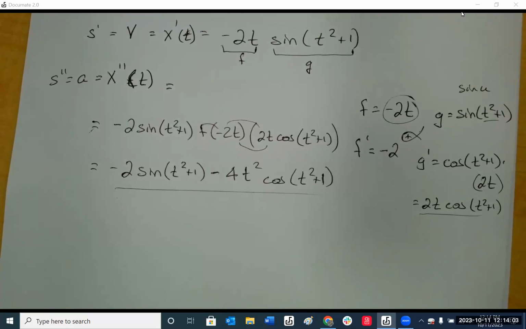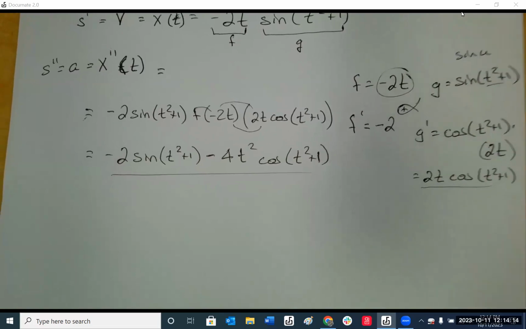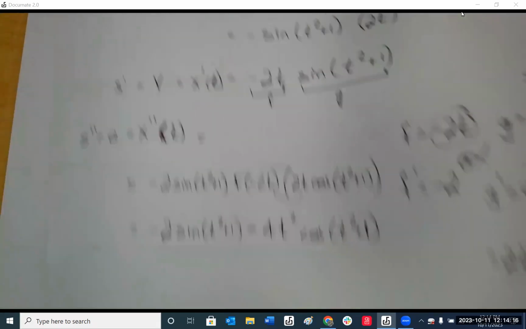And that's the worst thing about the chain rule of trig functions. It'll keep on growing. There we got it. All right. Let's look at the next example. Example 3.